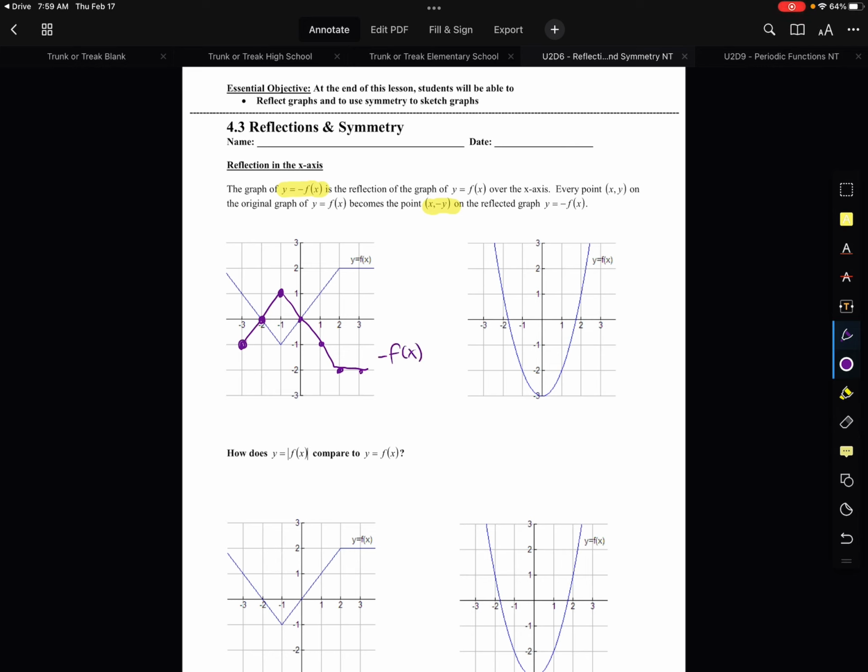The same thing with this parabola. If we had (0, negative 3), now we have (0, 3). We quickly do my 1, 3, 5 method. And there is my vertical flip, negative f of x.